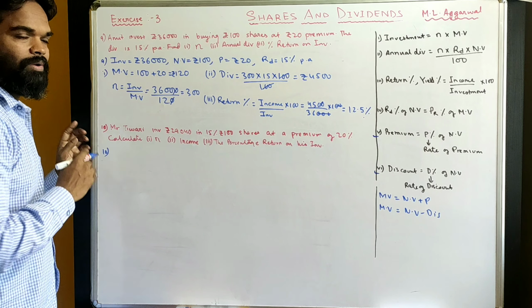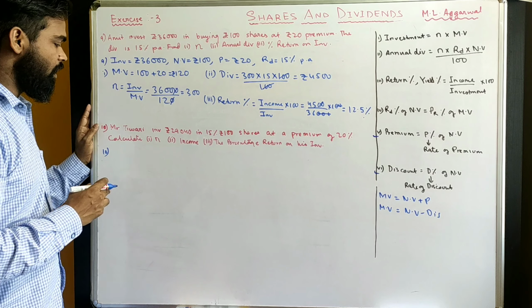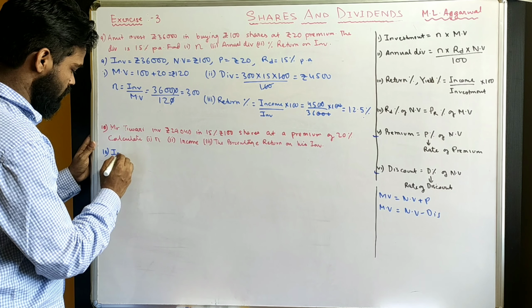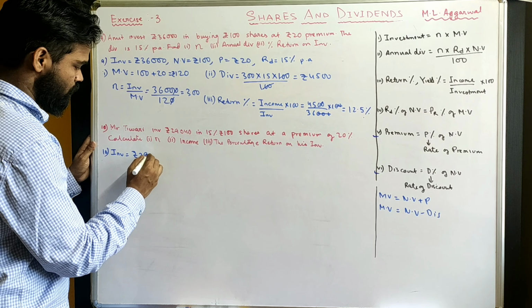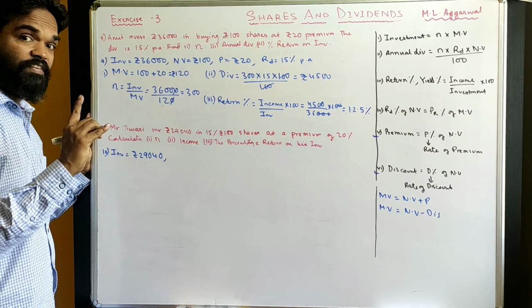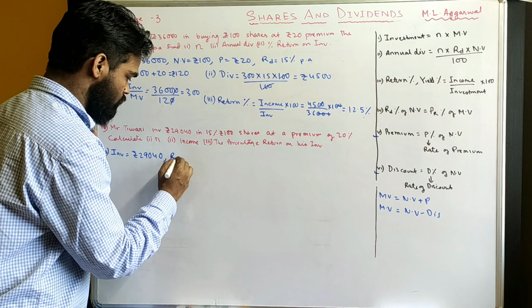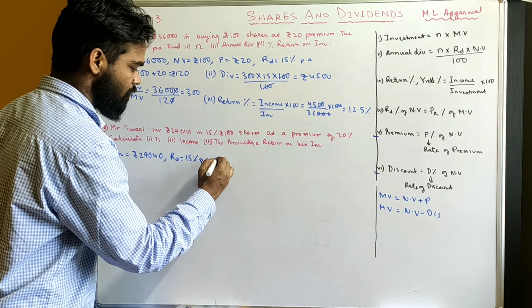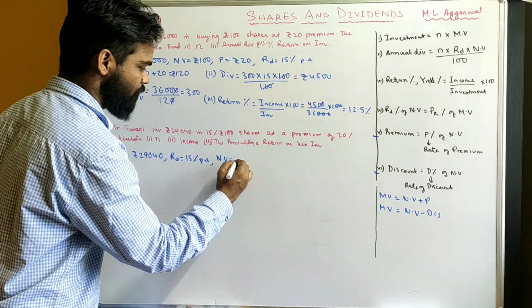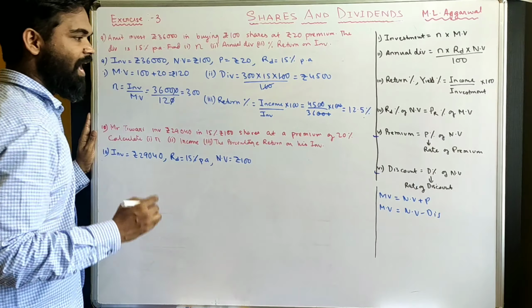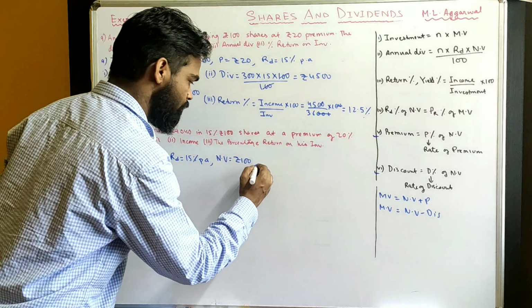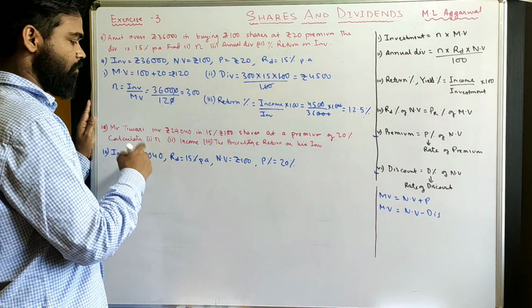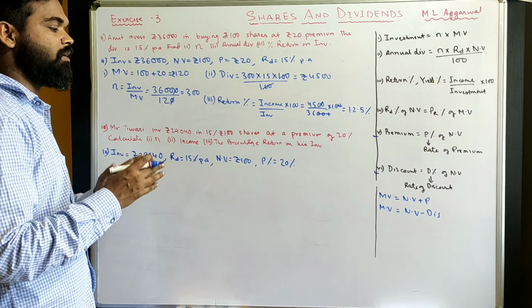Now look at sum number 10. Mr. Tiwari invests rupees 29040. So his investment becomes rupees 29040 in 15% rupees 100 shares. So rate of dividend is 15%, okay, per annum. Your nominal value is rupees 100 at a premium of 20%. So premium percent is 20%. Calculate the number of shares, the income, and the percentage return on his investment.